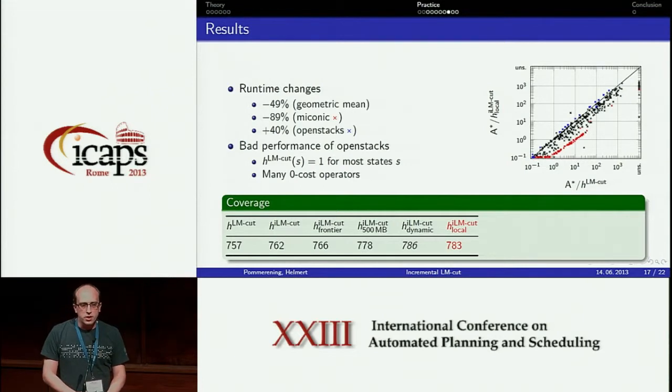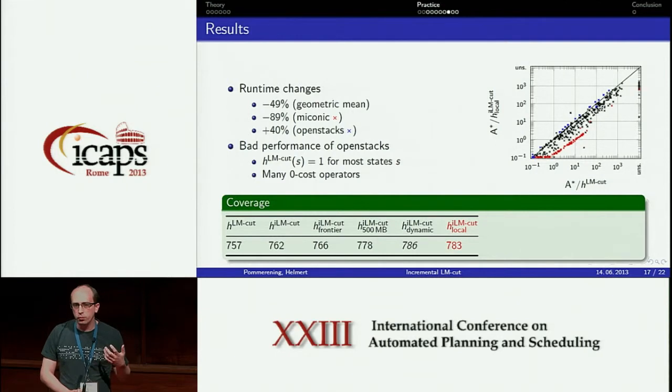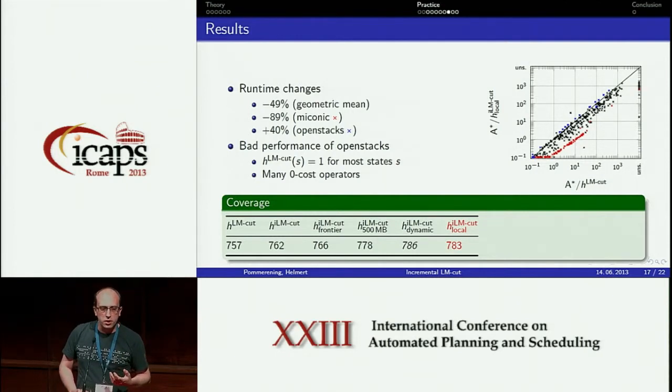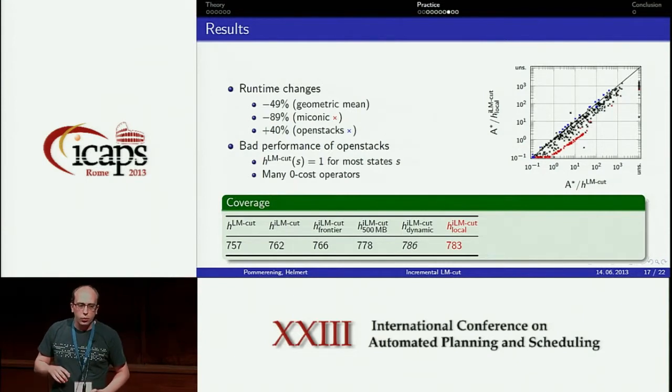One of the things in OpenStacks is that it doesn't work well with LMCAT. The heuristic value for most states is 1, and for the goal states it's 0. And there are a lot of zero-cost operators that don't actually increase the Hmax value when we apply them. So we are basically doing a blind search here. The overhead of checking whether the landmarks are applicable, whether we use an operator from a landmark, just takes up too much time, and we don't gain anything by it.